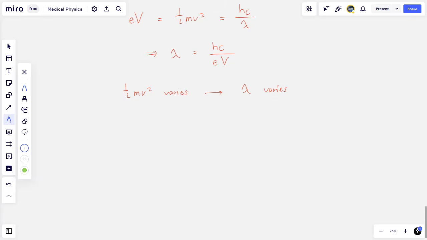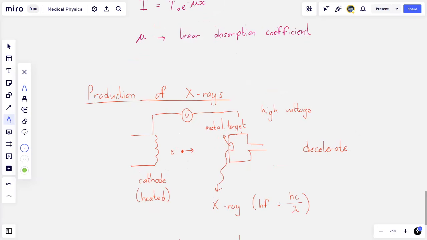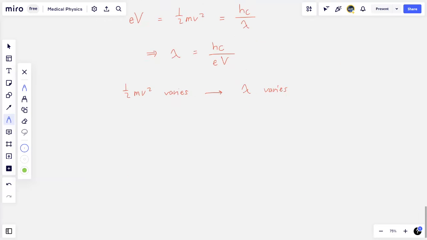Common exam type problem: explain why the produced X-rays have a variety of wavelengths and frequencies. So your explanation will require a lot more wording, but that's the reason why it happens. The energies of the electrons vary. The decelerations hence vary. And so the energies of the X-rays that are produced also vary. Okay, it's not a fixed energy for every single electron.